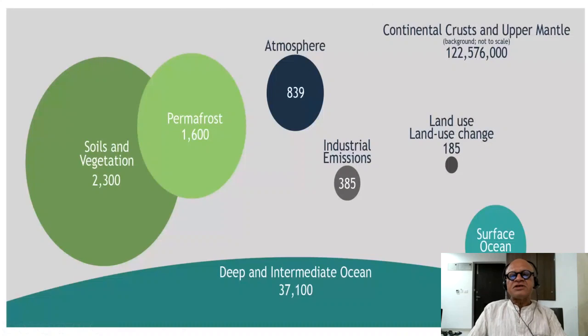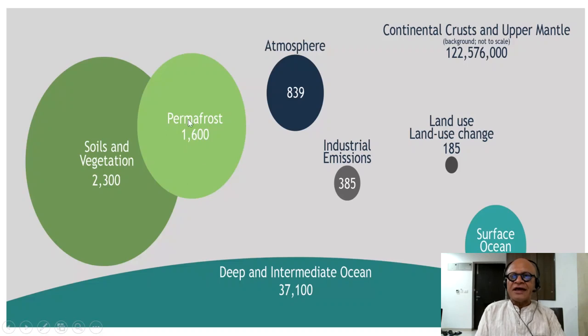Okay, this is another way to see, just because this gives you a sense of the relative size of the reservoirs. So again, just keep looking at these numbers. It's good to repeat them so that you get at least the approximate order of magnitude of each reservoir. Soils and vegetation is much larger than what's in the permafrost.